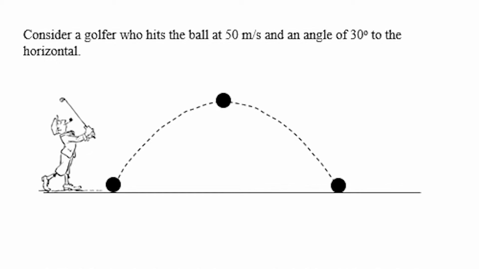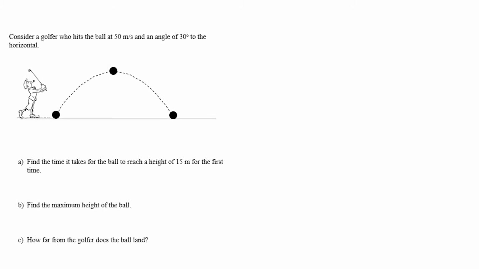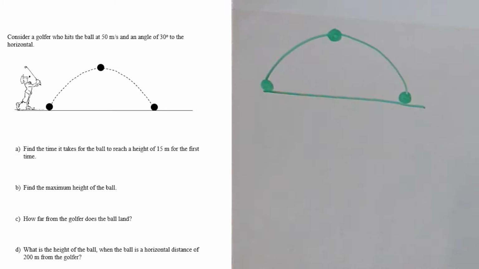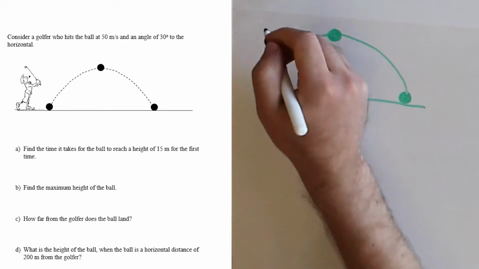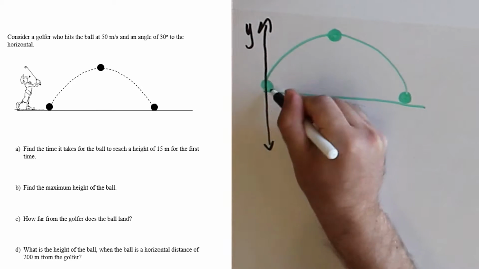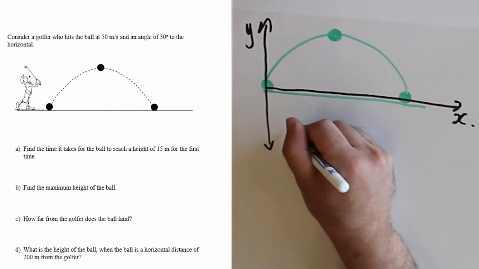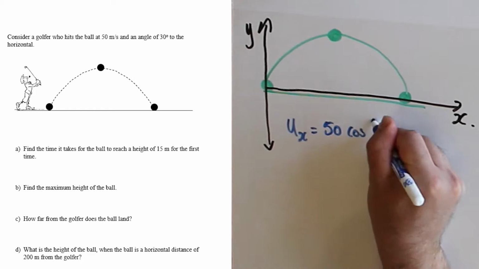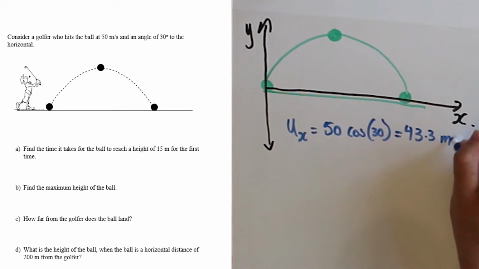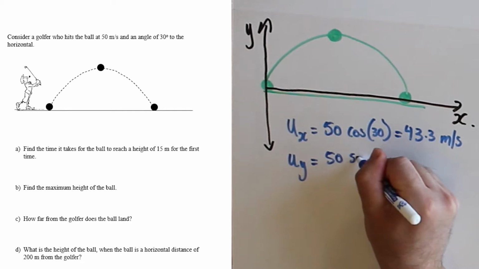Consider a golfer who hits the ball at 50 meters per second at an angle of 30 degrees to the horizontal. The first thing I like to do is draw an XY scale or axes over the top of the diagram. So I do that. And then I resolve the initial velocity into its horizontal and vertical components.